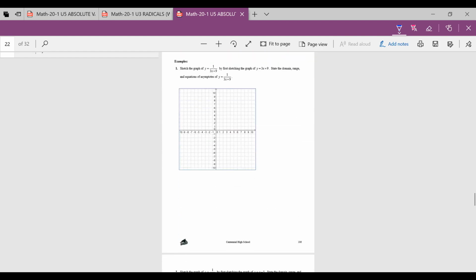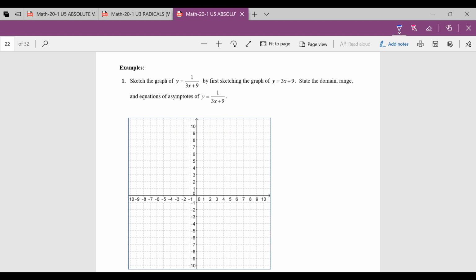So let's take a look at page 186. Sketch the graph of y equals 1 over 3x plus 9 by first sketching the graph of y equals 3x plus 9. So right off, we know that that's f of x, and this is 1 over f of x. The first one is the reciprocal of the other. So for this first example, we're going to do things a little bit longer than you need, just to lay out the steps and to give you a good outline of how to approach a question like this.